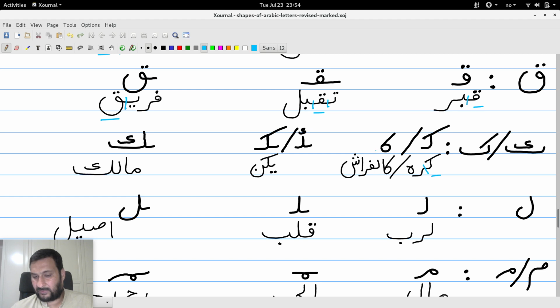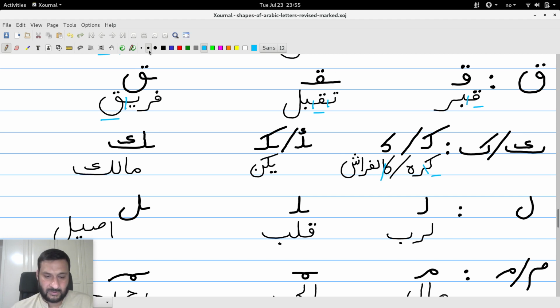Actually, let me rub off a little bit of this here. Something like this, yes. So here this kaf is connected with an alif, so it's very hard to draw a line here. So it's something like this. So kaf, alif, lam, fa, ra, alif, sheen.